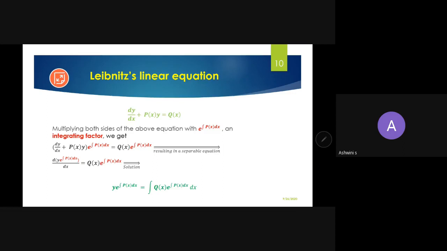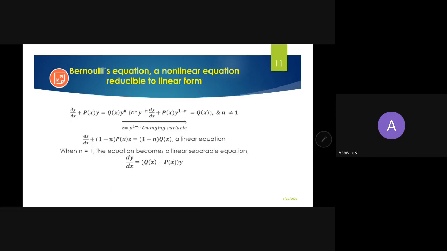Once you realize an equation as a Leibniz linear equation, directly we can say that the integrating factor is e power integral p dx. That is what it says. So this is a useful formula. Then Bernoulli's equation is there. This is a non-linear one. It appears as dy/dx plus p(x) into y is equal to q(x) into y power n.